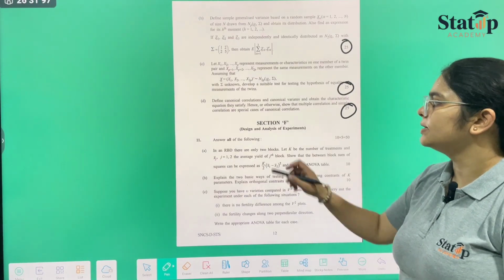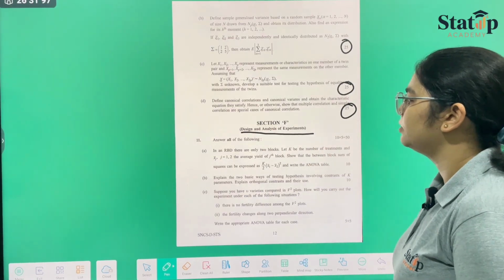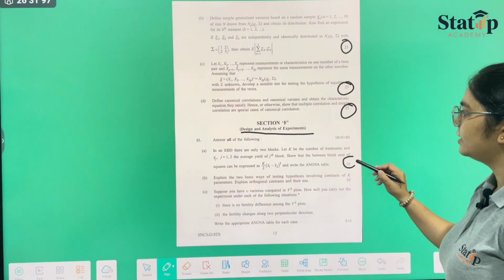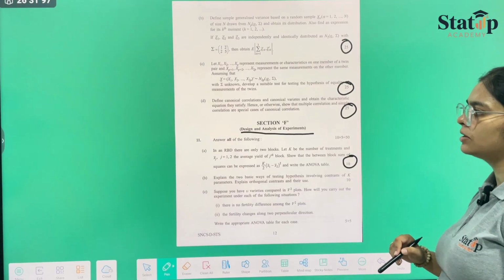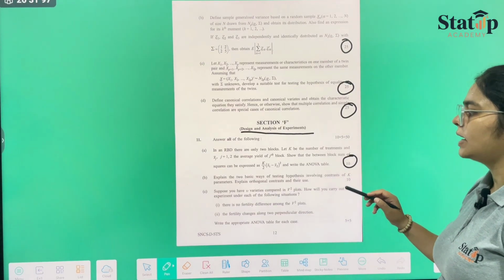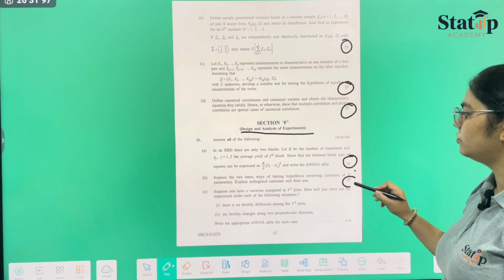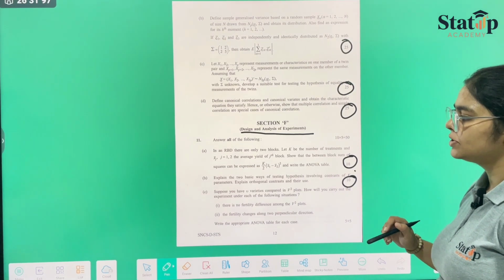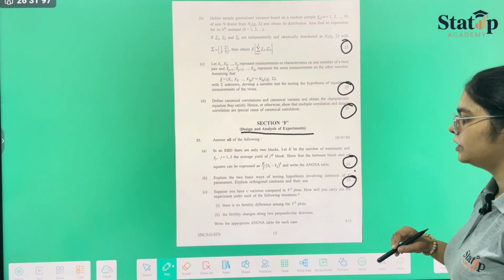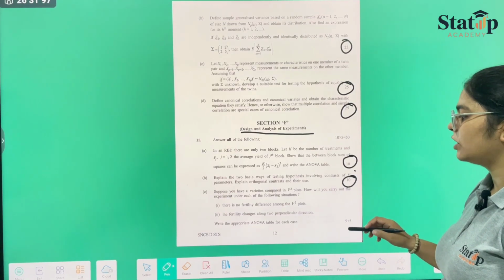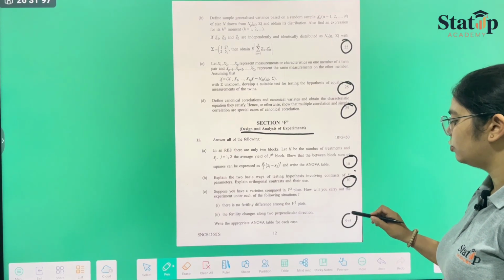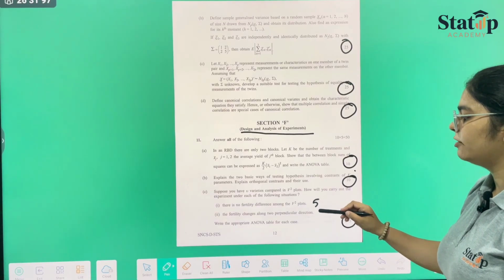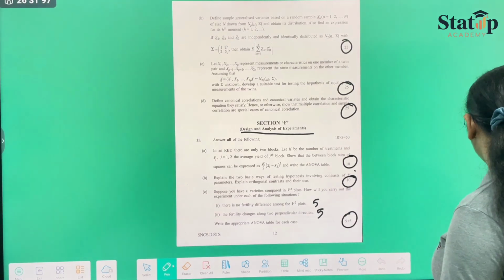Moving towards our design and analysis of experiment question. First is our derivation of RBD, randomized block design. Then second is our testing of hypothesis involving orthogonal contrast, 10 marks. Suppose you have V variates compared to V square, then we had to draw the ANOVA table, and both parts are of 5 marks each.